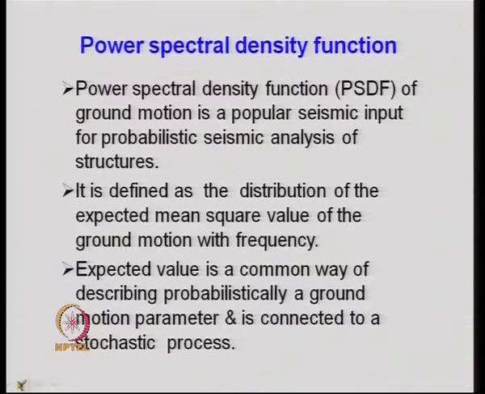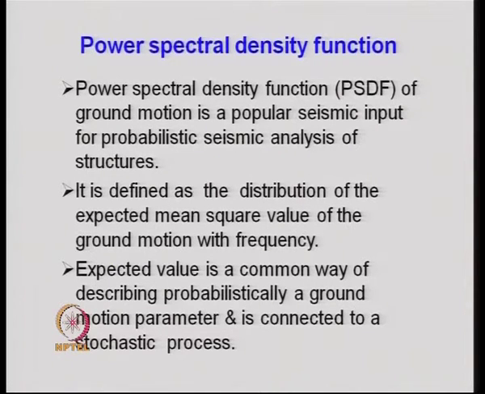The distribution of this expected mean square value of the ground motion with frequency is called the power spectral density function. Now, we will look into this power spectral density function more in detail later on in chapter 4, as I told you, but for the time being, with this definition of the power spectral density function, we will go ahead and show how we can construct the power spectral density function.